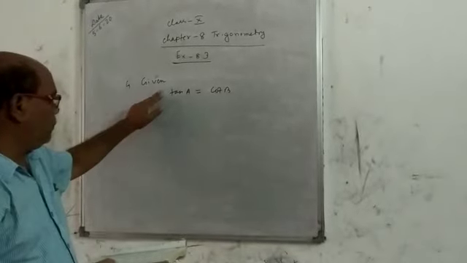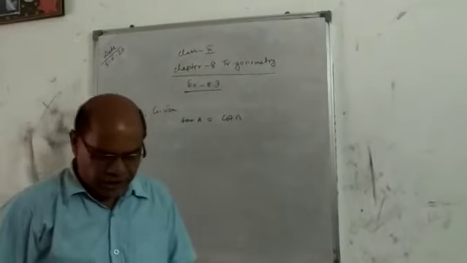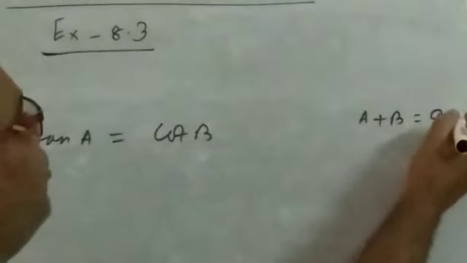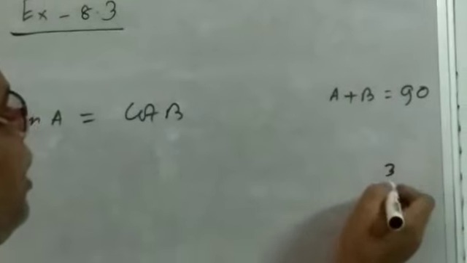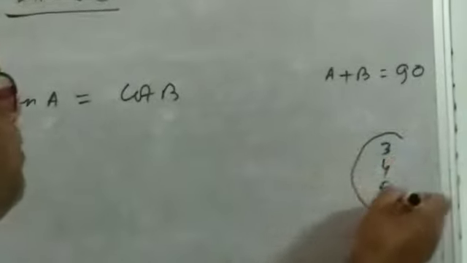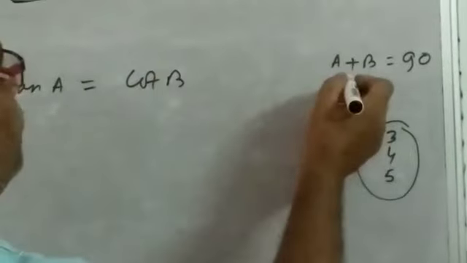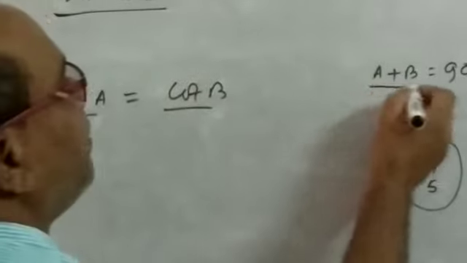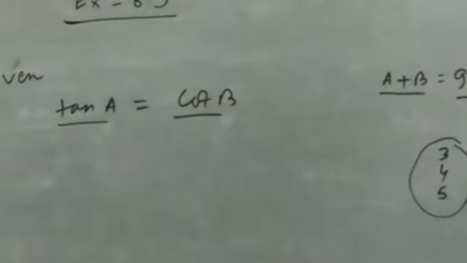Now number 4. If you read the question here, given one relation that tan A equals cot B, we have to prove that A plus B is equal to 90. Questions number 3, 4, 5 are all the same; they are only given to prove. So this relation is tan A equal to cot B. We have to prove that A plus B equals 90.